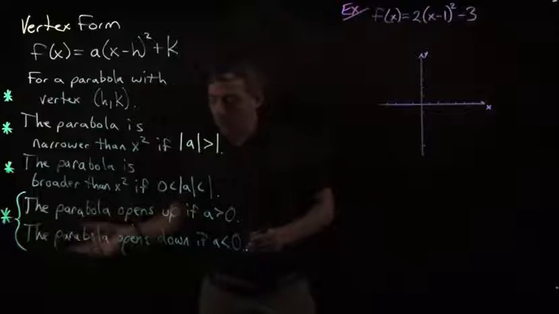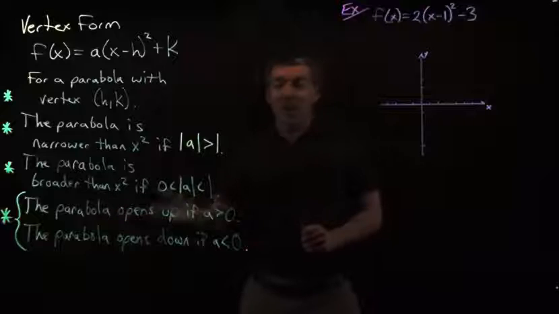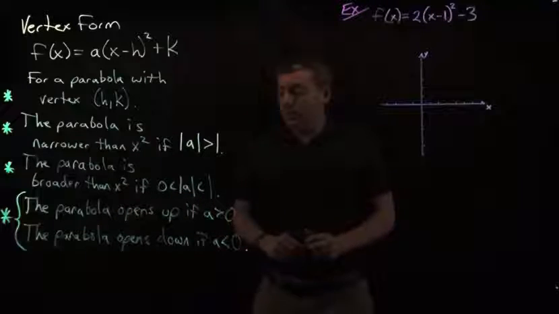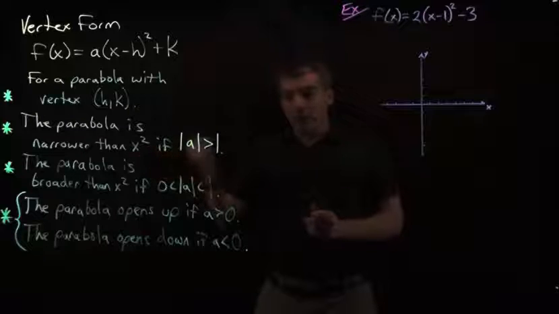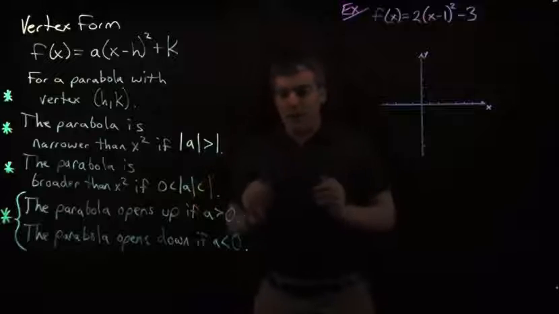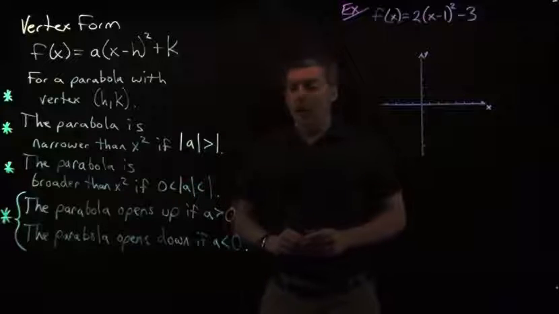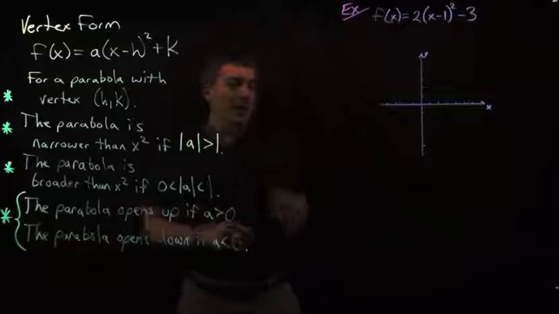We can also determine whether the parabola opens up or opens down based on the sign of a. If a is positive, the parabola will open up, like x squared. If a is negative, it will open down. All right, let's take a look at this form in an example.